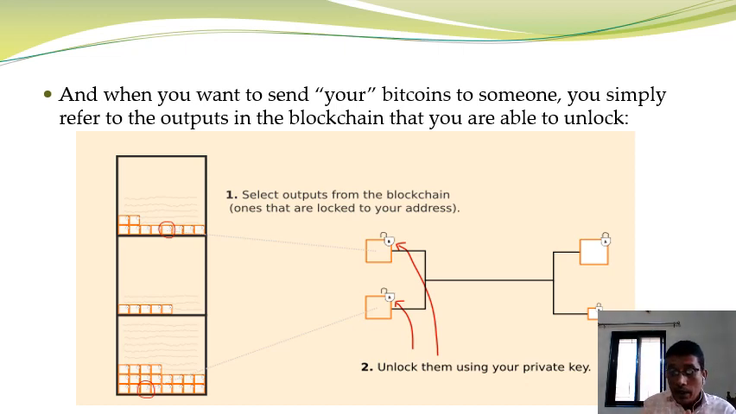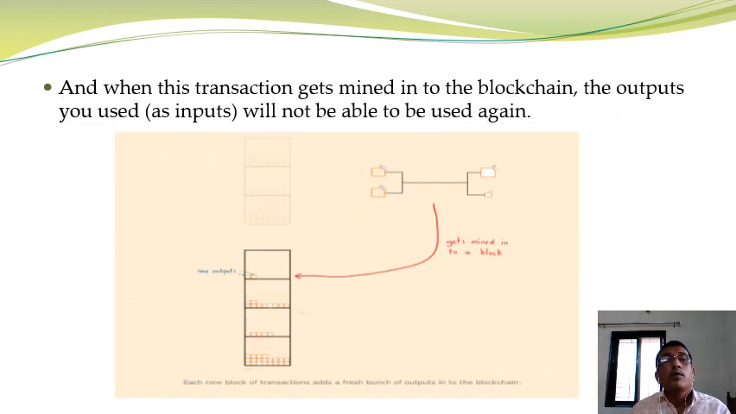And to spend these outputs, we require an unlocking script. Without the unlocking script, it is not possible to unlock the outputs. Outputs are available for spending if we are able to unlock them. So before spending the outputs, we have to unlock them. We must have the unlocking script. When this transaction gets mined in a blockchain, the outputs you use will not be able to be used again. Once the transaction data is verified and the outputs are spent by the inputs, these outputs cannot be used again. These outputs will become permanent. So the Bitcoin network is a ledger that contains outputs, and nothing more than outputs.